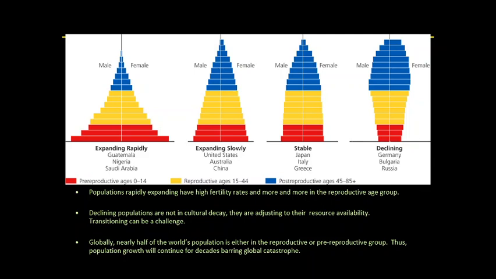Transitioning to that new economy, that new level of resources, can be difficult when you've been relying on a lot of labor, and you now have a declining workforce size, and that's one of the issues that a lot of countries are going to be facing this century.